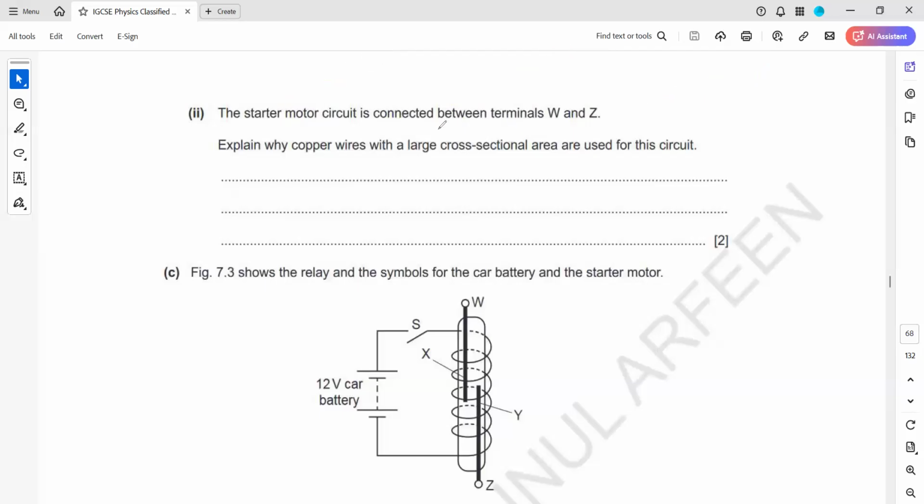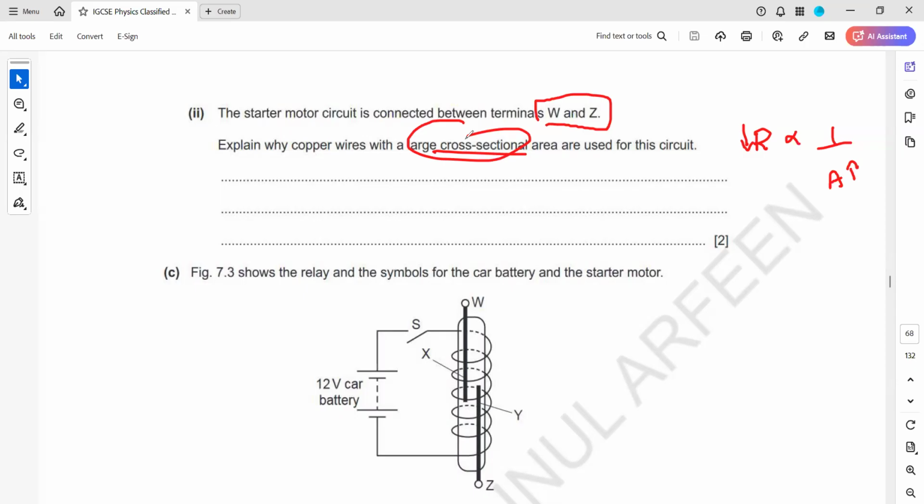The starter motor circuit is connected between the terminal W and Z. Explain why copper wires with a large cross-section area are used. If I increase the area, what is the relation between area and resistance? Resistance will decrease. So if area is more, the resistance will be less. And the second thing, it is 150 ampere, so it's a high current. For a large current, we want thick wires. Thin wires cannot carry a large current.